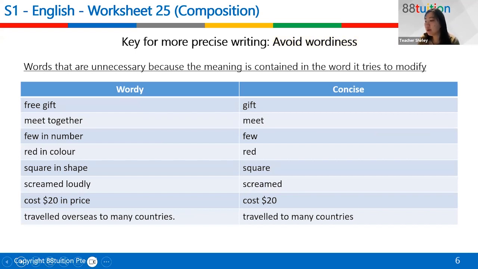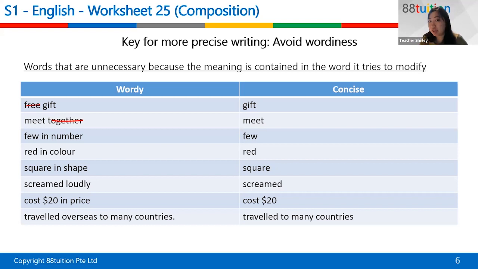Okay. Now, words that are unnecessary because the meaning is contained in the word it tries to modify. Same thing is under avoid wordiness. There are certain words that you can just cut down. When we say we meet, basically we are coming together and meeting, right? So you don't need to say "meet together", just "meet". A free gift. If it is a gift to you, of course it's free, right? You don't give a gift and then say, hey, pay me some money, isn't it? So for a gift, you can omit the word free.